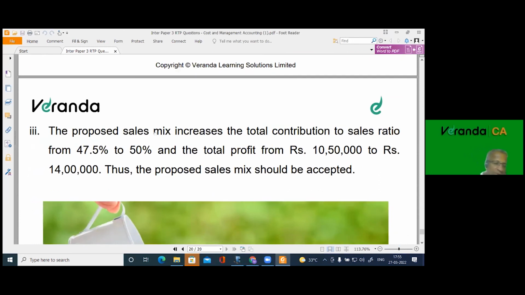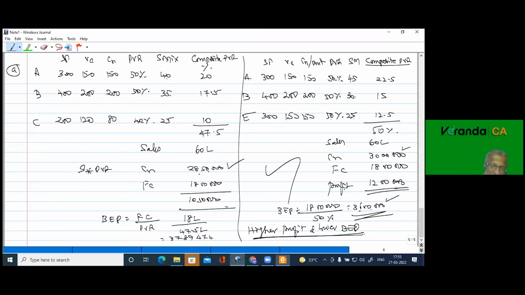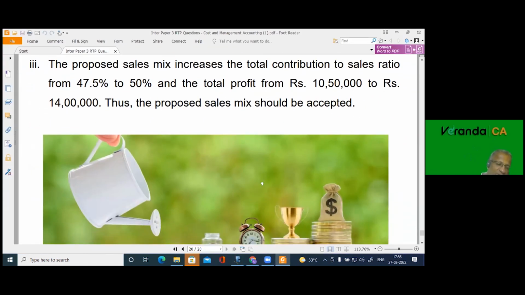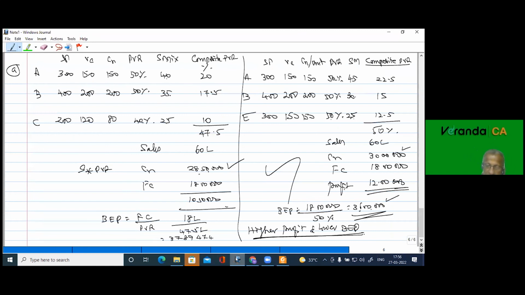We just see the proposed sales mix, contribution sales ratio. 10 lakh 50 to 14 lakh is what they are saying, whereas it is 12 lakhs for us. And it should be accepted, is what they are telling. But I am telling a lower break-even point, and one more thing, a better PV ratio. So there are 3 points which are in favor of selecting the second alternative. Is that clear?